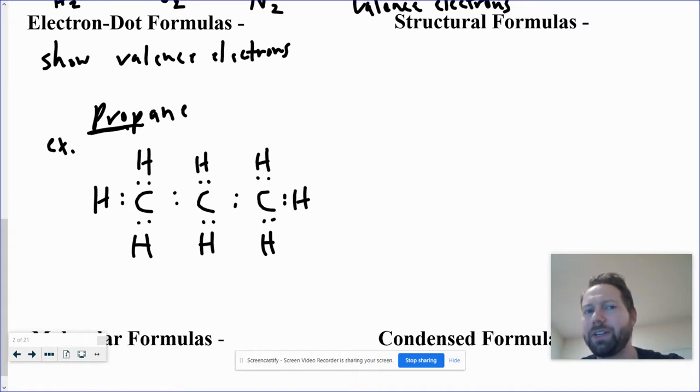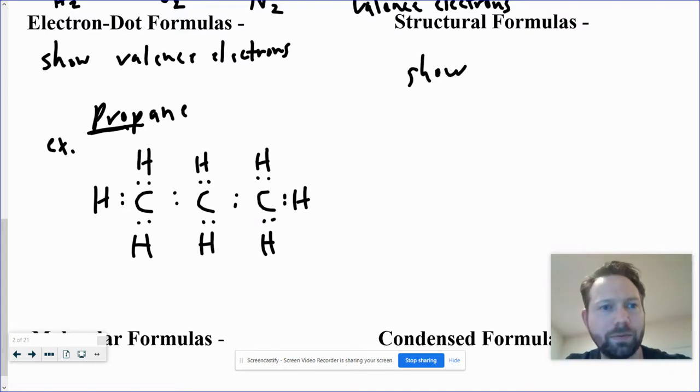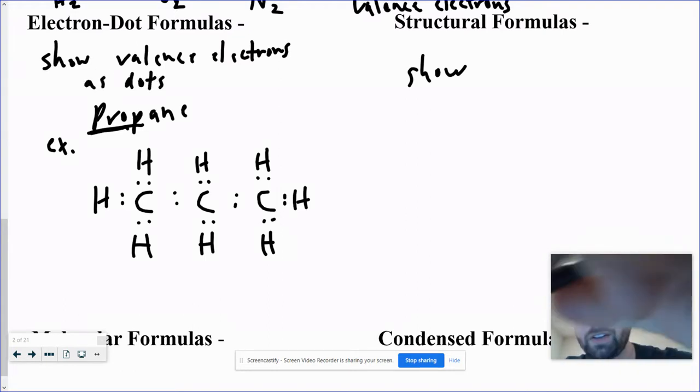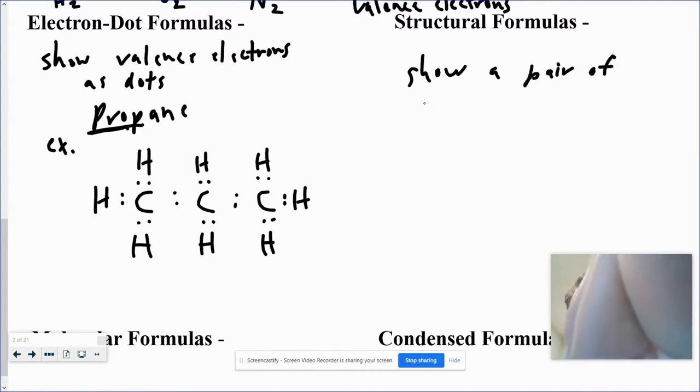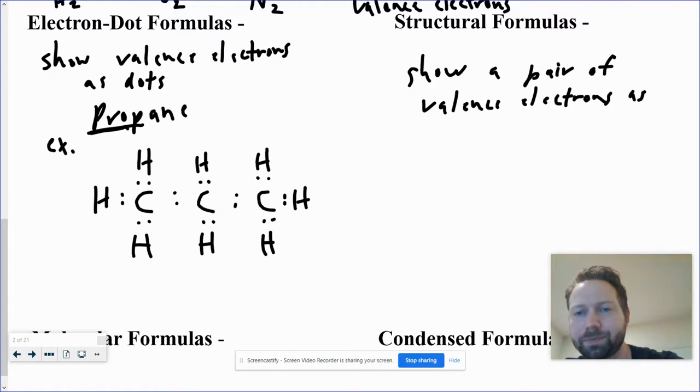It's more popular than the electron dot formulas. You'll see them more often. And this is, again, instead of having the dots, you're going to represent the electrons as lines. So electron dot formulas show valence electrons as dots. This is going to show a pair of valence electrons as a stick or a line.